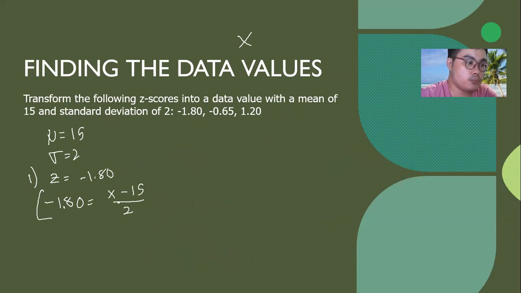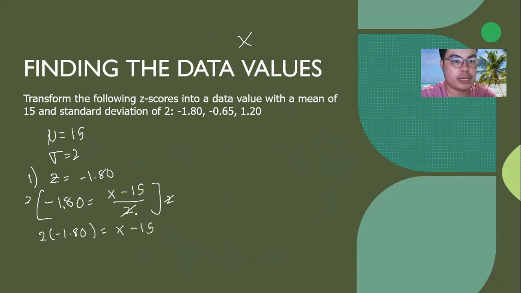So now, multiplying both sides by 2, so this will be cancelled. So 2 times negative 1.8. Then this will become x minus 15 because 2 and 2 are cancelled. So we have negative 3.60 equals x minus 15.